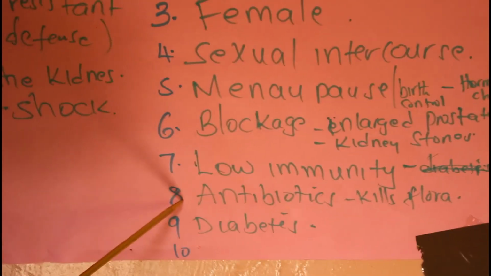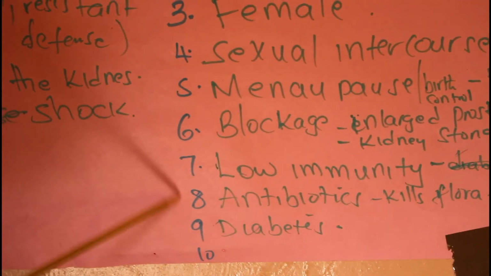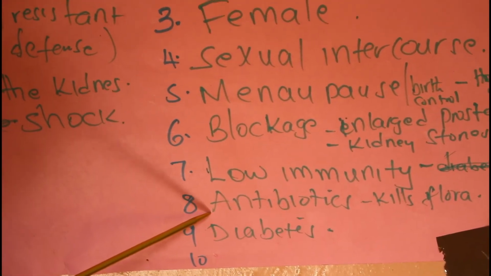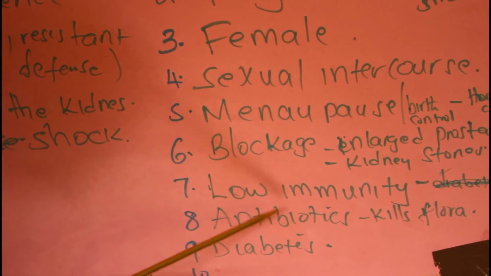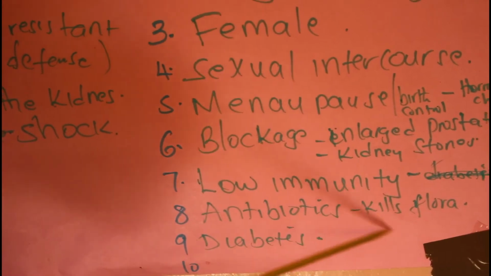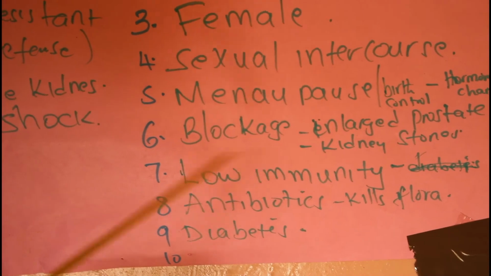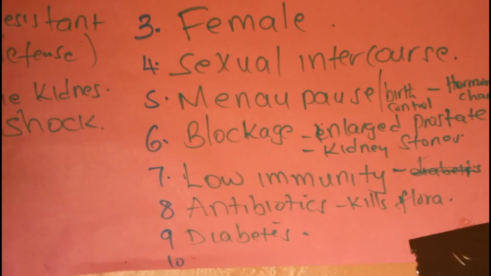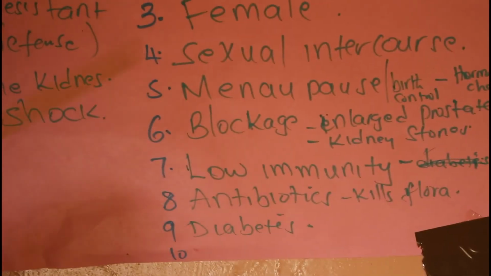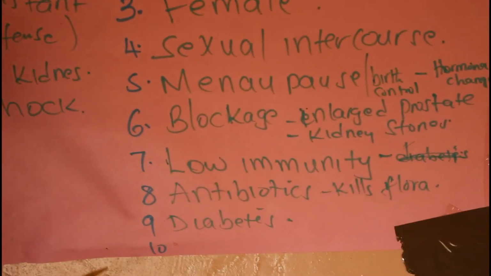The eighth point here is antibiotics. This factor here, you need to put a star. Many people nowadays abuse antibiotics. You need to understand that some of these antibiotics have the capability of killing the normal flora, which helps you to prevent infections. So abuse of antibiotics will increase your risk of developing UTI because of the killing of the normal flora, for example the lactobacilli in the vagina.